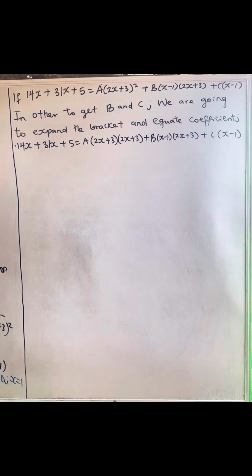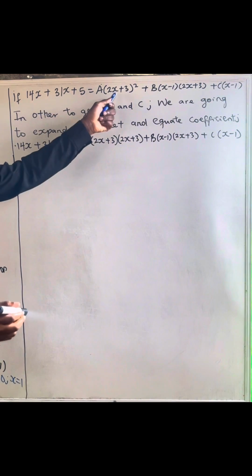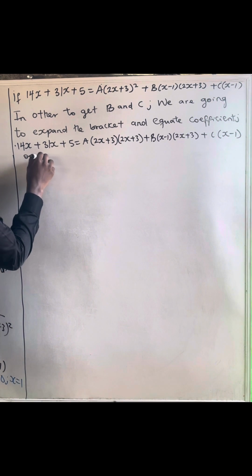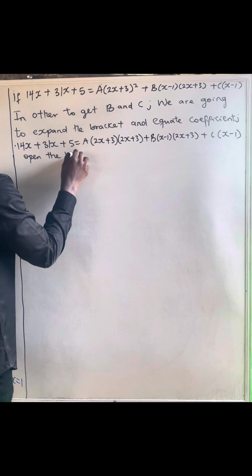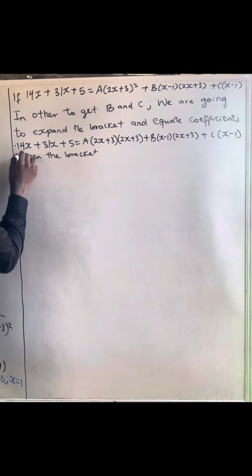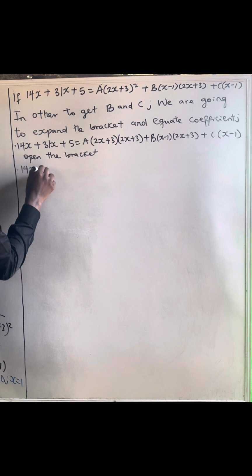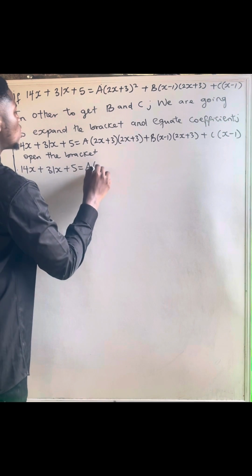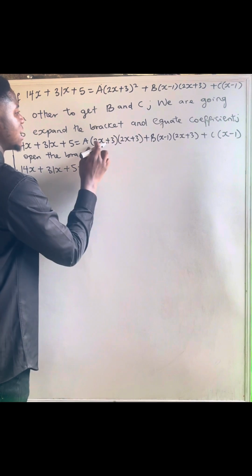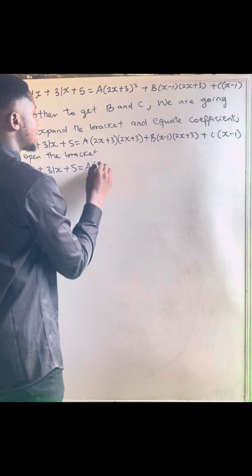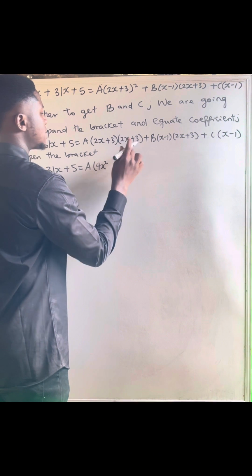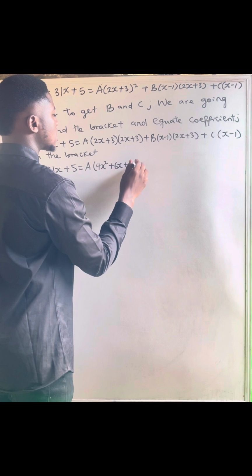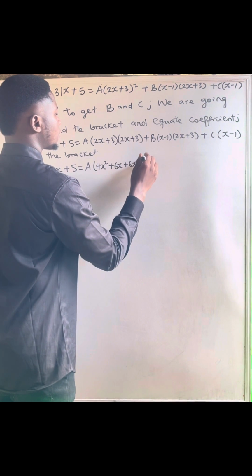Are you there, guys? You see that this here and this here, they are the same thing. That is 2x plus 3 squared. So after that, I'm going to open the brackets, guys. So this expression is going to turn to 14x plus 31x plus 5 is equal to A. I will then use this first bracket to multiply everything here. So 2x times 2x, that is 4x squared. 2x times 3, that is 6x. 3 times 2x, that is plus 6x. 3 times 3, that is plus 9.